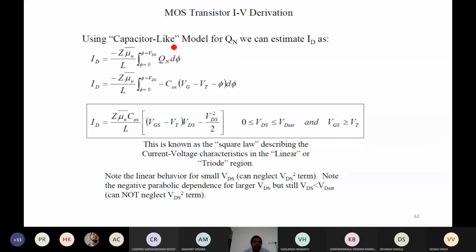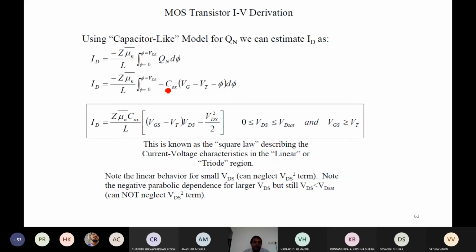So if you are using this capacitor-like model and then integrating, the Qn, the previous integral, is now replaced by minus COX (VGS minus VT minus phi) d phi. Here phi is the channel potential at the position where you are integrating. Further, after integrating, we are able to find this new relation with Z, mu n effective and COX.